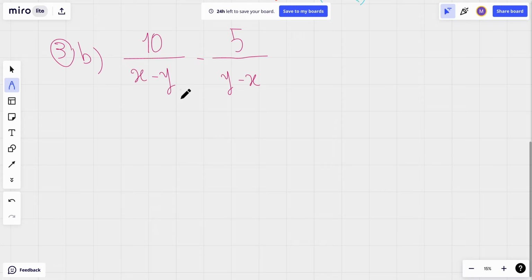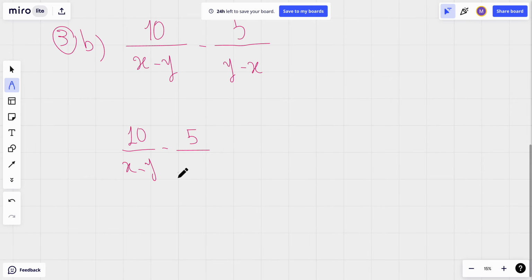So here's what I can do. I can just focus on the denominators for a second and say the first denominator, x minus y, can be created over here as well. First, I'm going to just change their place. I'm going to flip them around. I have negative x plus y.